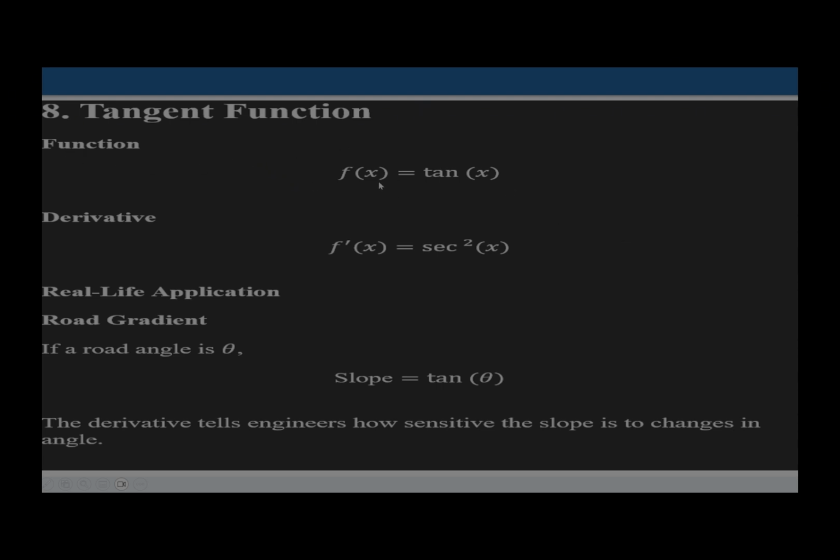Tangent function, the function f = tan x. So the derivative is sec squared x. Real-life application: a road or ramp. If the road angle is theta, then the slope is tan theta. The derivative tells engineers how sensitive the slope is to changes in angle.